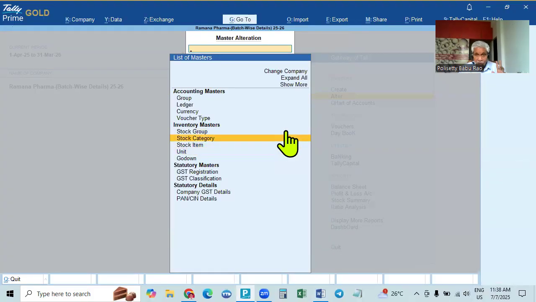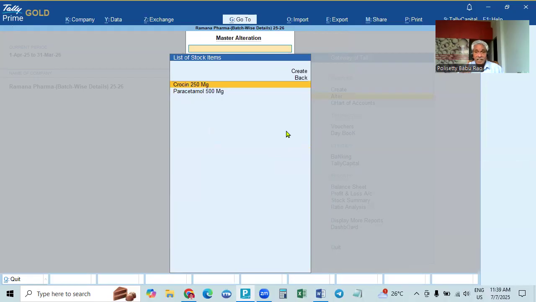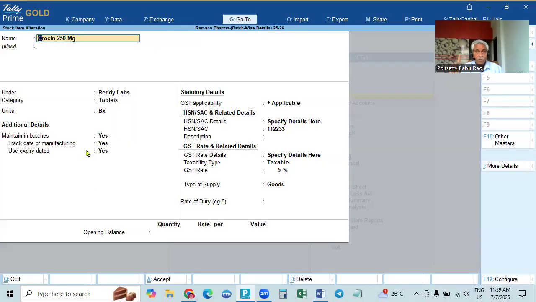Okay, so in F11 you have to enable the batch wise details. In stock item also we have to enable the batch wise details. If you enable that, it will come automatically. Otherwise, we have to go to F12, maintain stock items in batches. That you have to enable. Then you will get this. You have to make yes. These two are compulsory, and if the goods are perishable, then only expiry date. Okay. Other tax and HSN code.